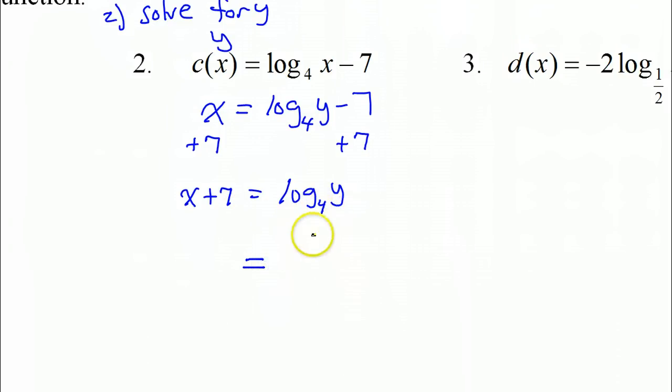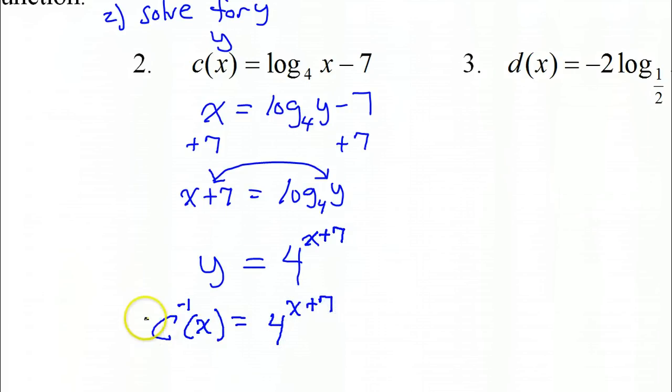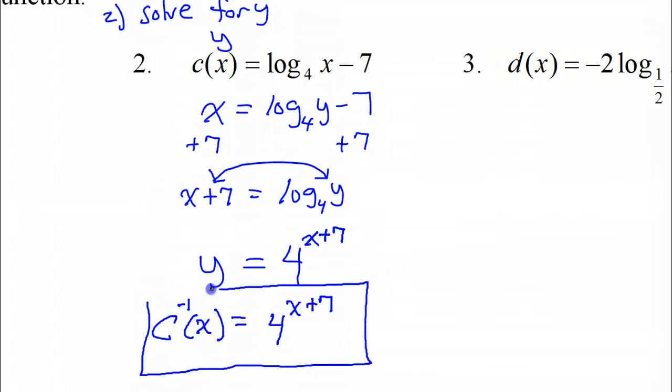Start with the base. The base is 4, so I'll drop down a big old 4. Now the x plus 7 and the y are going to switch places. So I'm just going to have y equals. Now the x plus 7, when it comes over here, it's going to be an exponent. And look, y is already by itself, so that's it. Now we can just put the f back in here. So we'll have f, but don't forget the little negative 1, because this is now f inverse equals 4 to the x plus 7 power. This is the inverse function.